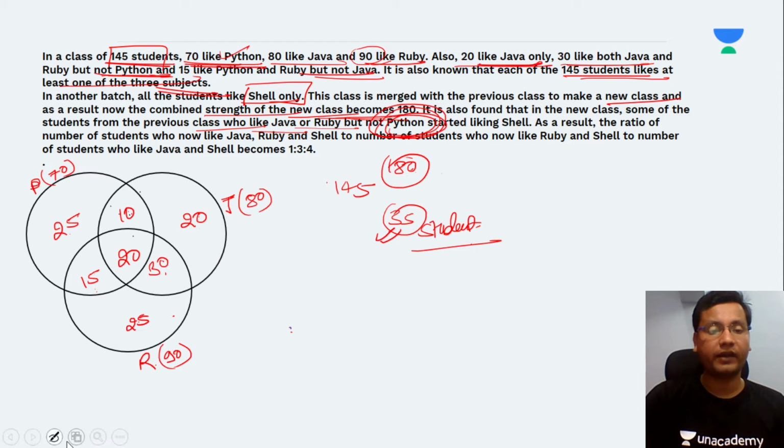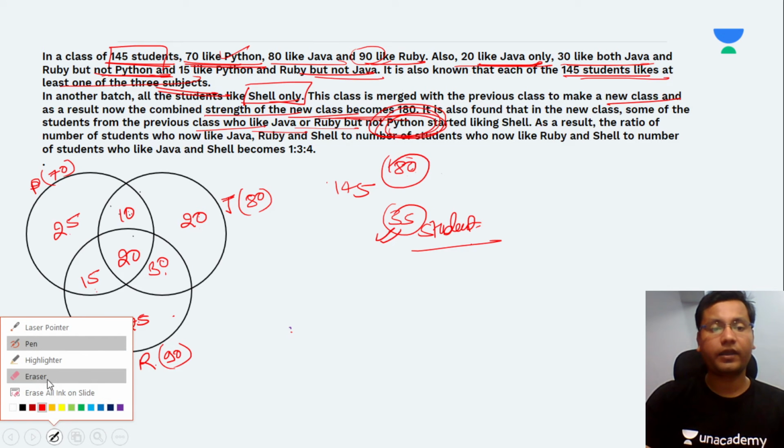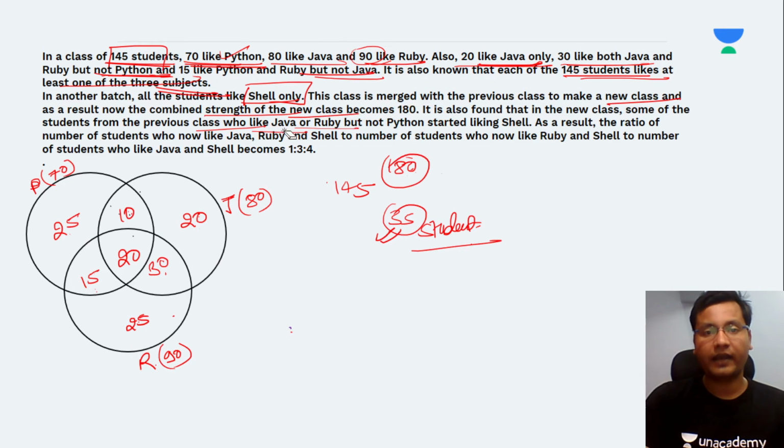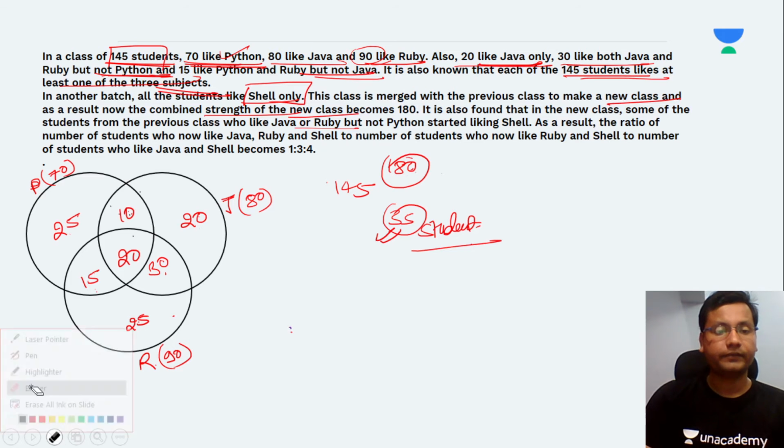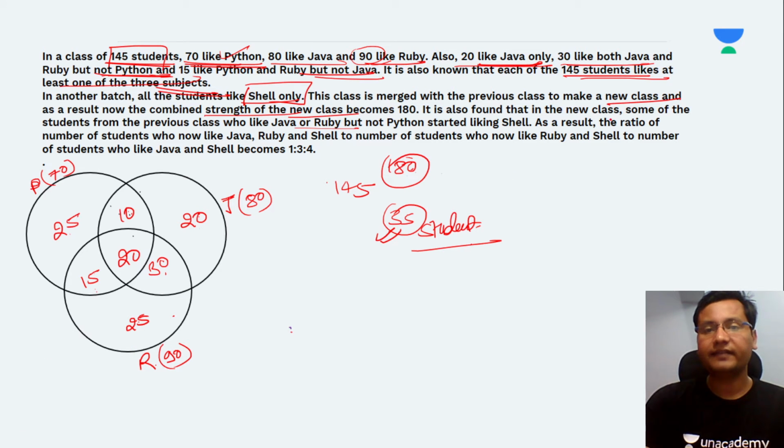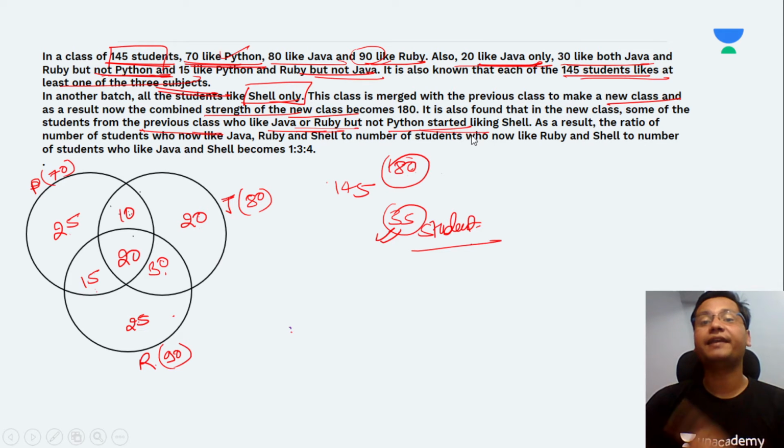This is very important, guys. This is very important line. Okay, I'll explain this again. Look at this. So it says some of the students from the previous class who like Java and Ruby but not Python started liking the Shell.